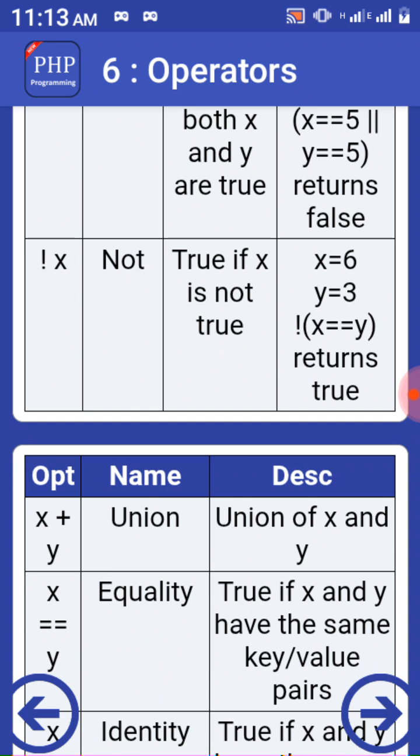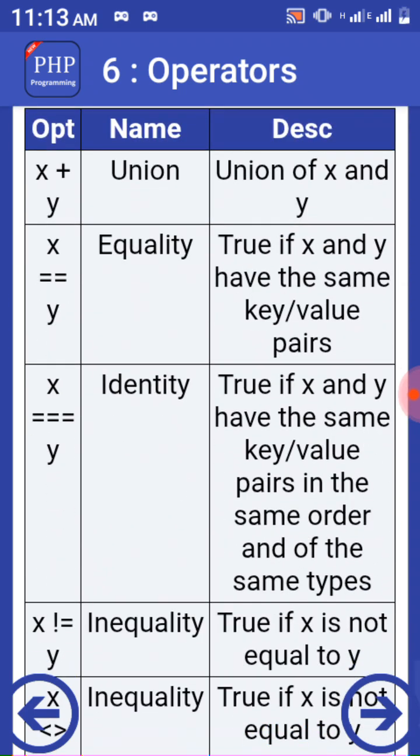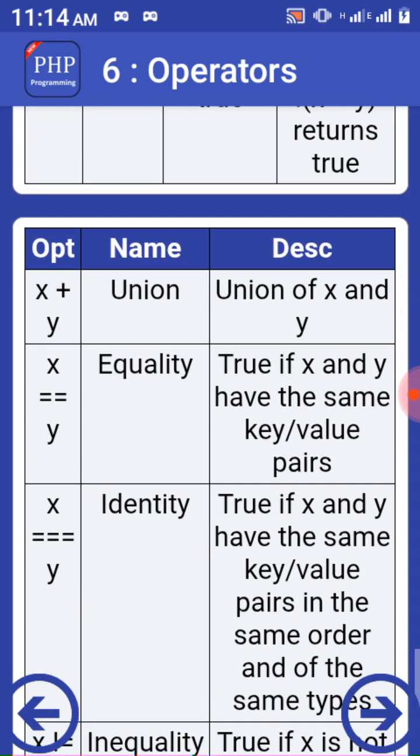NOT X is true if X is not true. X equals 6, Y is equal to 3, X not identical to Y returns true. Yes, 6 is not identical to 3. It is true.